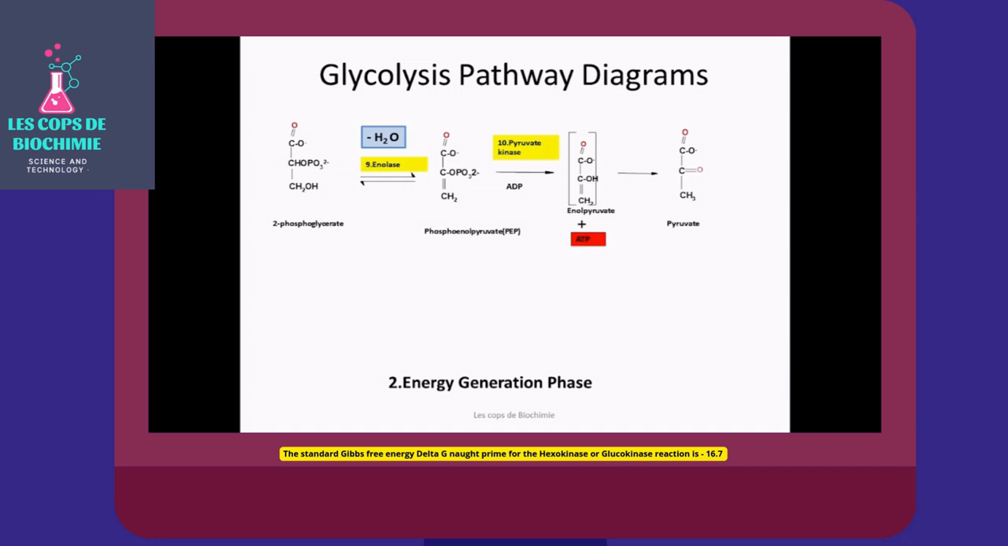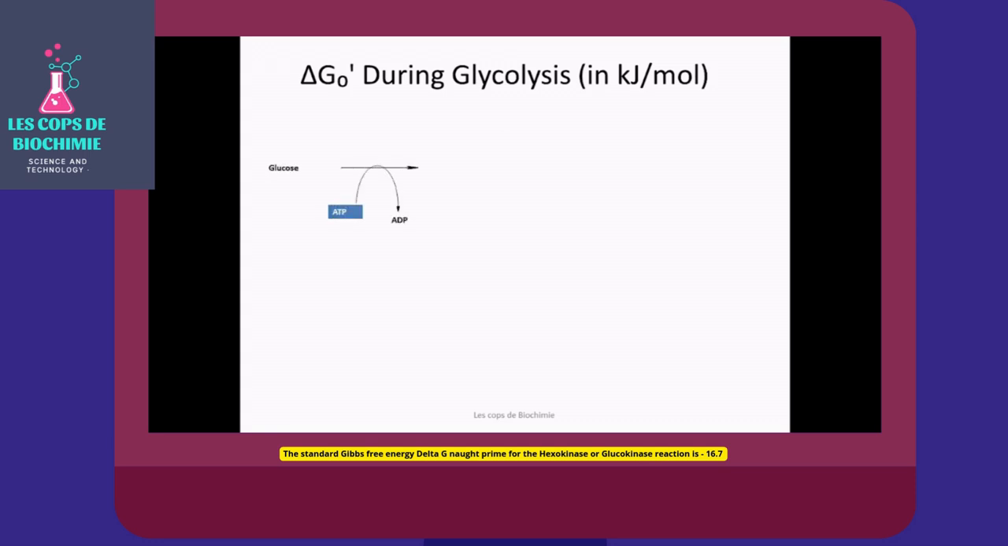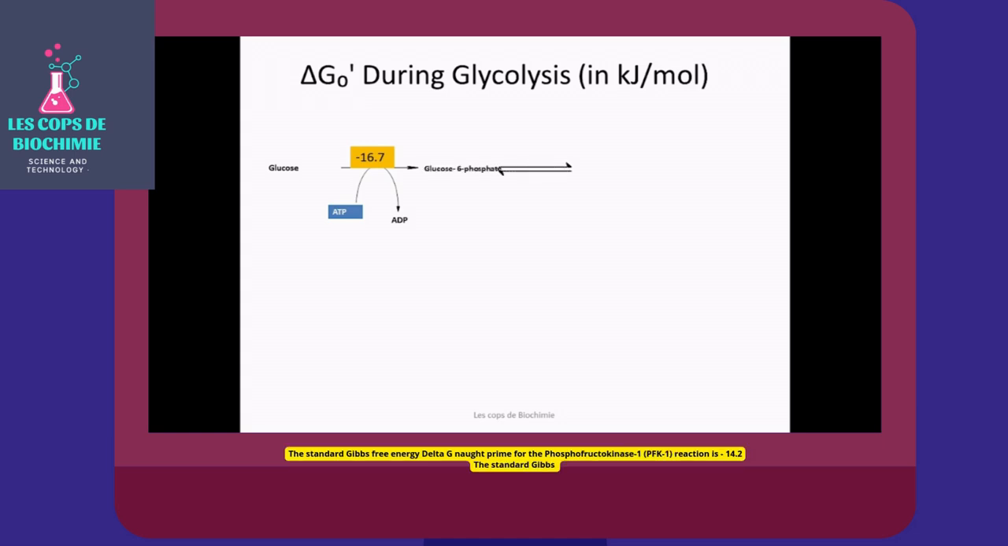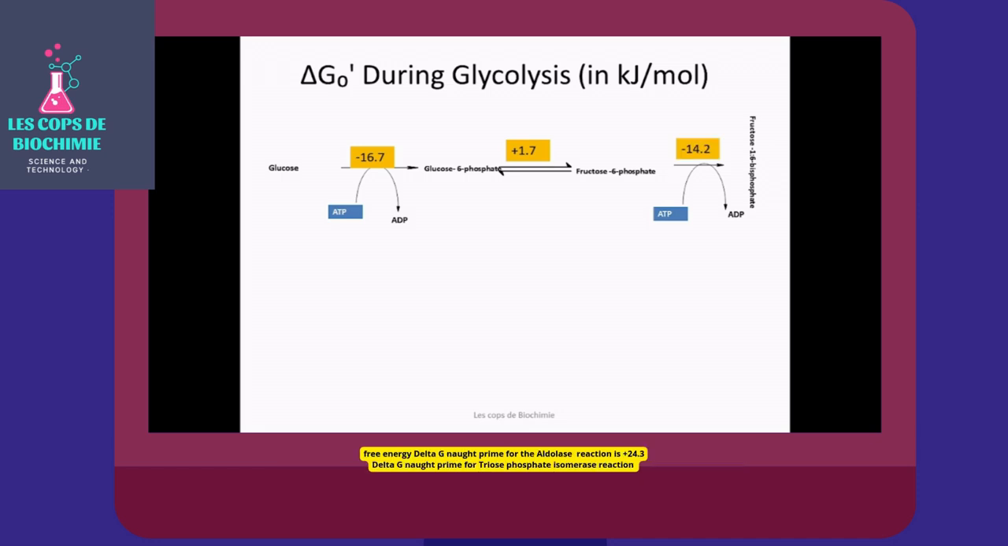The standard Gibbs free energy, delta G naught prime, for the hexokinase or glucokinase reaction is -16.7. The standard Gibbs free energy delta G naught prime for the phosphohexose isomerase reaction is +1.7. The standard Gibbs free energy delta G naught prime for the phosphofructokinase 1, PFK1, reaction is -14.2. The standard Gibbs free energy delta G naught prime for the aldolase reaction is +24.3.